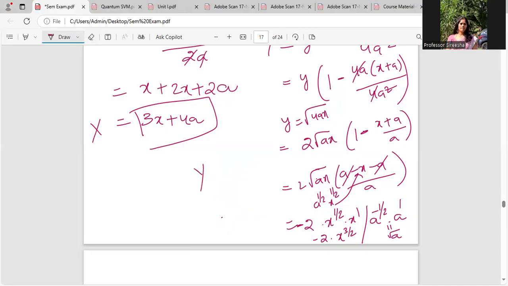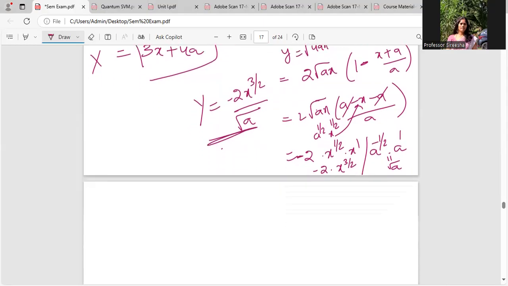So capital Y would turn out to be this y. I have substituted this value. I have simplified this bracket. So finally I am with minus 2 x power 3 by 2 in the numerator and a power 1 by 2 or root a in the denominator for capital Y.